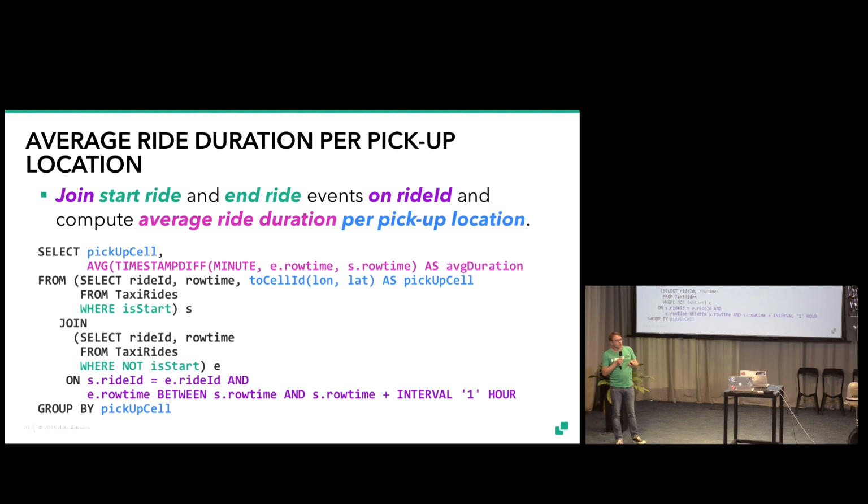The interesting join condition here is the one with the row time, where we say the timestamp of the end row should be between the start row time and the start row time plus 1 hour. So we basically assume that each taxi ride only takes 1 hour, and this join condition ensures that we match the starting events with the end events. These are the types of queries that you can do with Flink SQL here.